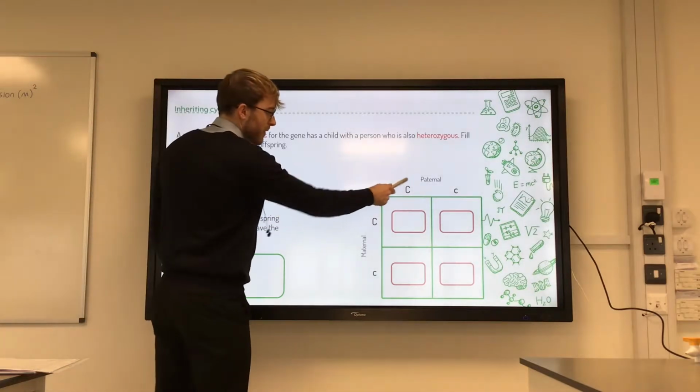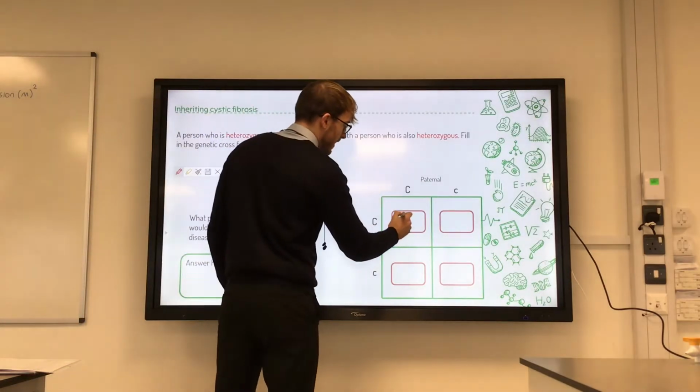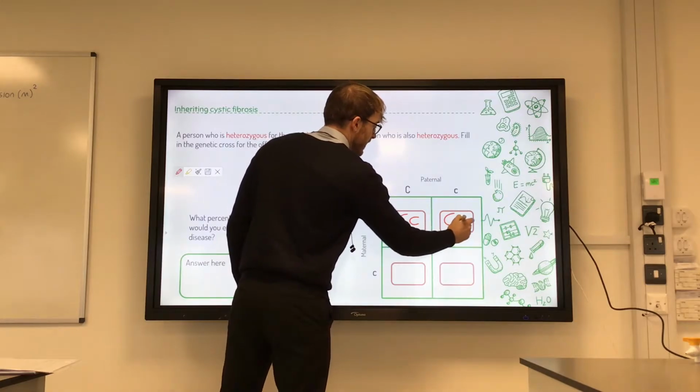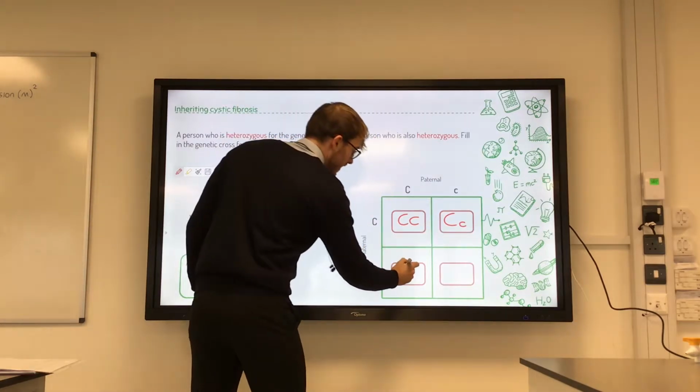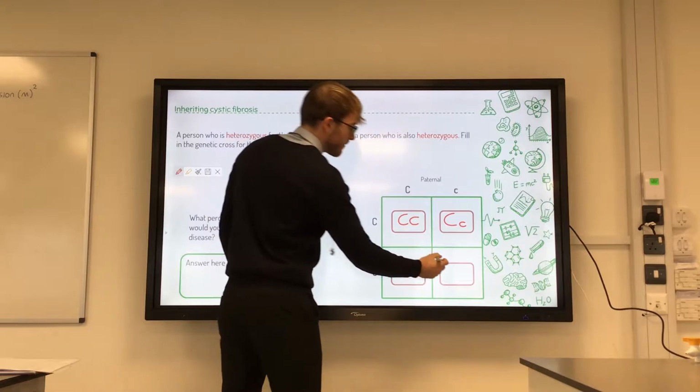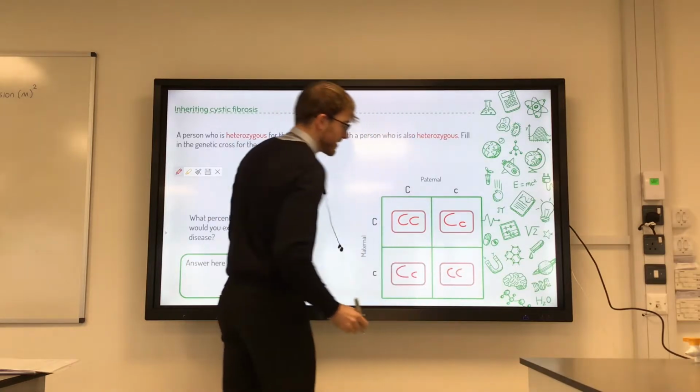Remember, sperm from the male meets egg from the female. So here we have homozygous dominant. Here we have heterozygous. Here we have heterozygous again. And finally in this one, we have homozygous recessive.